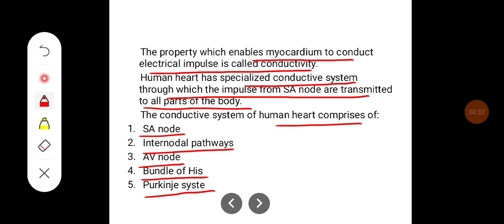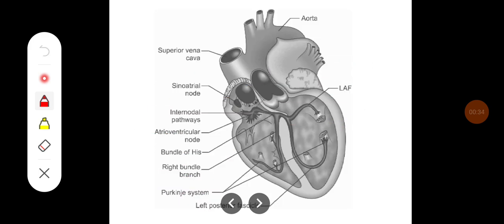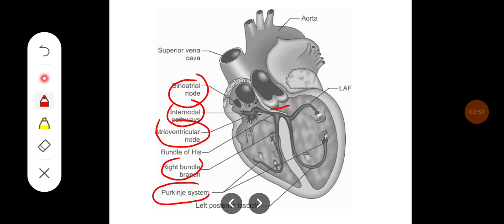fibers or system. So this diagram shows all those different structures: sinoatrial node, internodal pathways, atrioventricular node, the bundle of His, and the right bundle branch and the left bundle branch, and then you have a Purkinje system which is going to innervate the entire ventricular system.